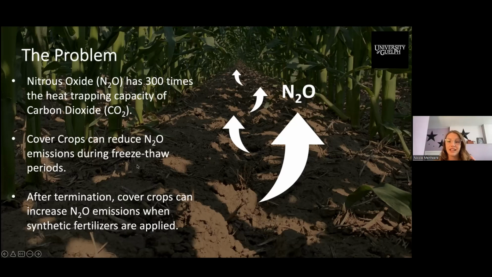Cover crops can reduce nitrous oxide emissions during freeze-thaw periods in the spring by taking up excess nitrogen and reducing the extent of soil freezing. But after termination, the excess carbon and nitrogen applied to the soil from the decomposing cover crops can actually increase nitrous oxide emissions when synthetic fertilizers are applied. This flush of bioavailable nitrogen accelerates microbial respiration, which quickly makes the soil environment oxygen limiting and allows incomplete denitrification to happen and a lot of nitrous oxide to be produced.